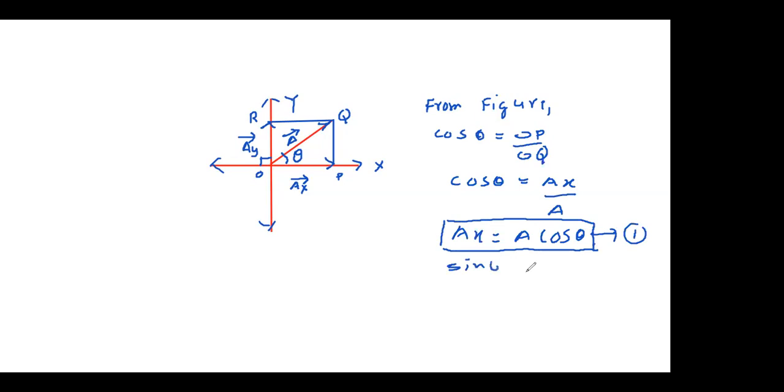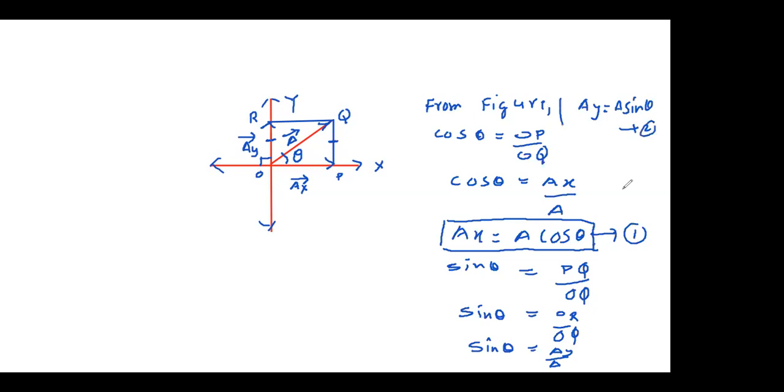Sin theta will be opposite side PQ upon hypotenuse OQ. PQ and this OR are same, because they are opposite sides of the rectangle. So I can say this is same as OR upon OQ. Therefore, sin theta equals OR, that is Ay upon A. So I can say Ay equals A sin theta, equation 2. So from 1 and 2, we can find rectangular components. Have you followed?